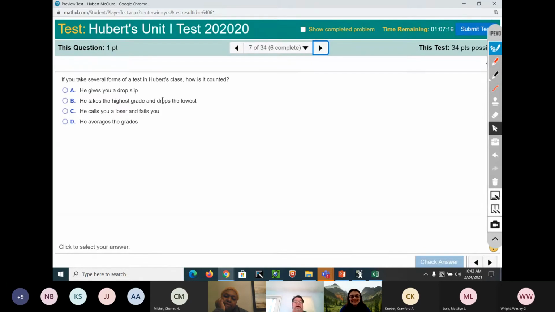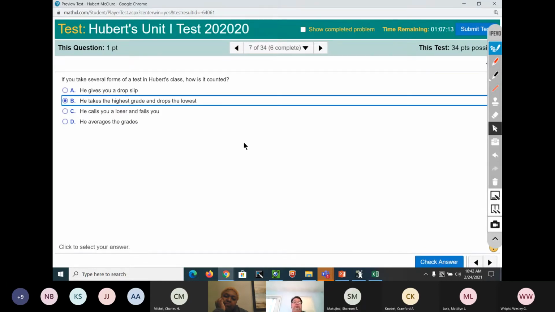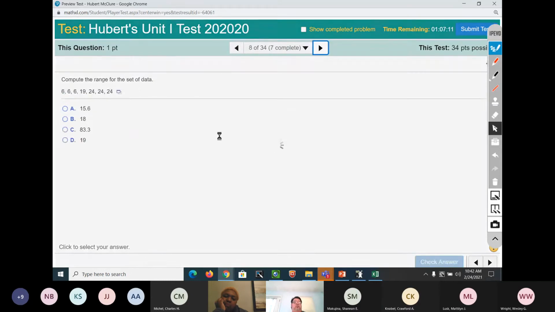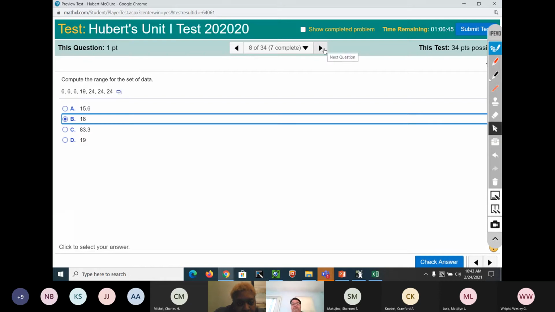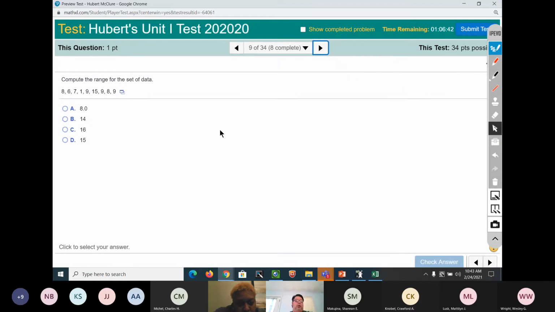He takes the highest grade and drops the lowest. Compute the range. Now, I put 3 of these on the test. Does anybody know why I put 3 or 4 of these on the test? Because they're easy, and that gives you what? Points. Compute the range. Find the highest. What's the highest number? 24? What's 24 minus 6? 18. That's all there is to it. These are back to back. What's the highest number? 15 minus what? 1?